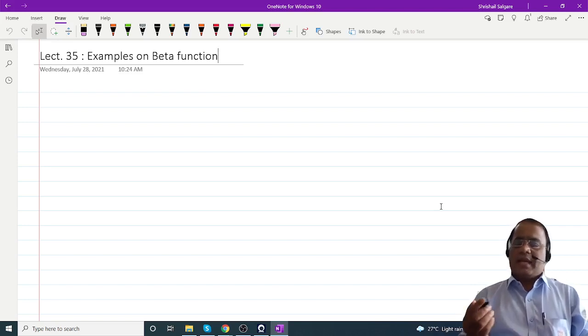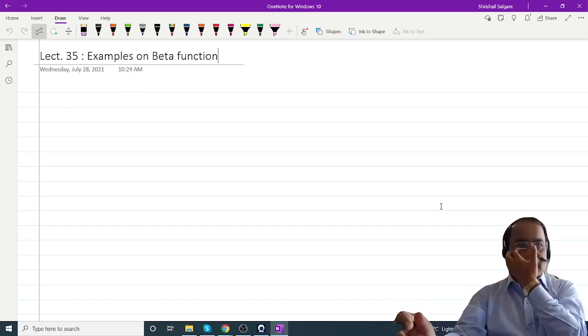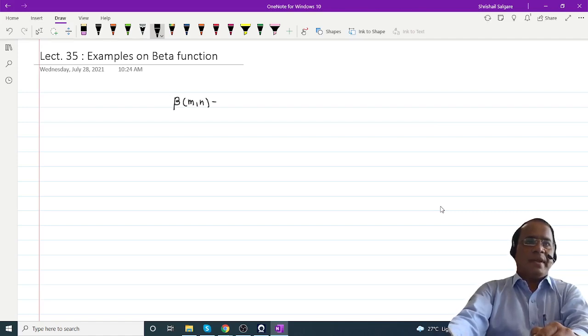So once again I recall the definition of beta as a factor of x and 1 minus x. So only the integral part I will write. Can anyone recall what is beta mn? Shivani? Beta mn is a finite integral.